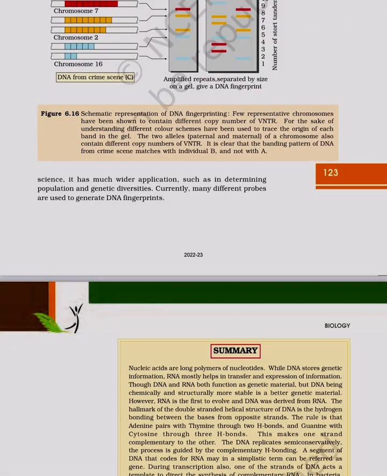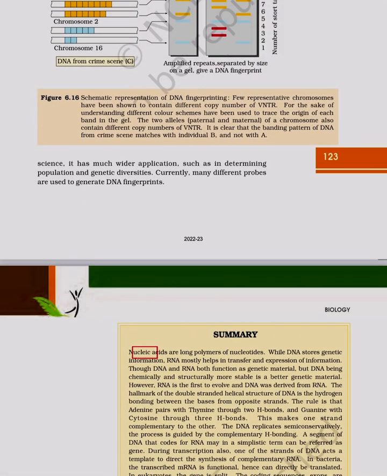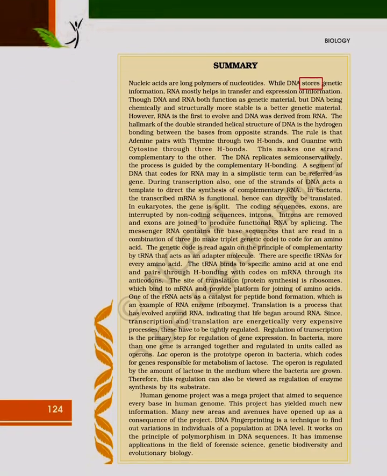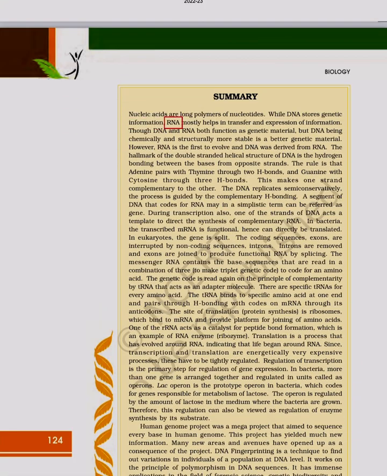123. Summary. Nucleic acids are long polymers of nucleotides. While DNA stores genetic information, RNA mostly helps in transfer and expression of information. Though DNA and RNA both function as genetic material, DNA, being chemically and structurally more stable, is a better genetic material. However, RNA is the first to evolve and DNA was derived from RNA.